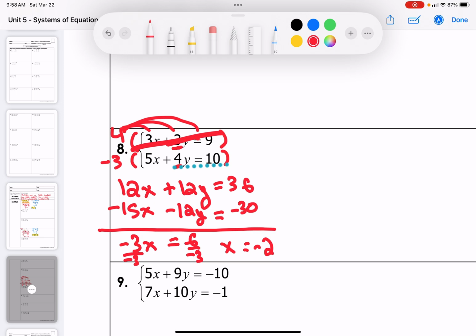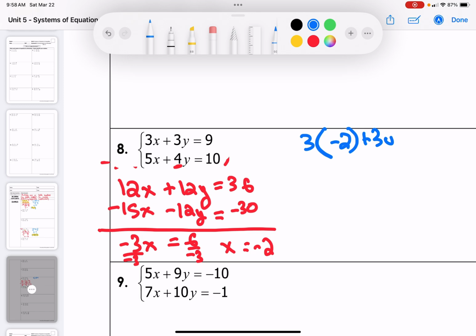Now I could take the x and plug it back into any of our original equations. Let's see which one would be easier. I'll just do the top one. It's got smaller numbers. So I'm going to have 3 times negative 2 plus 3y is equal to 9. Negative 6 plus 3y is equal to 9. Add 6 to both sides.